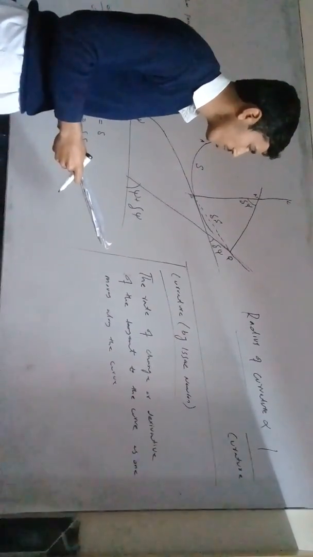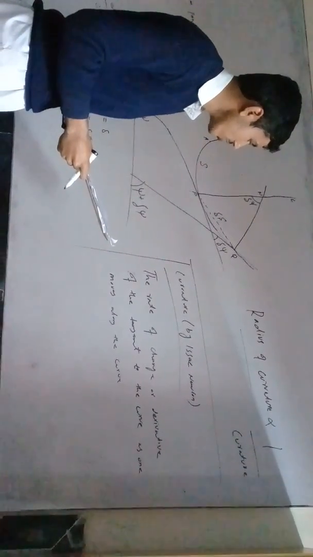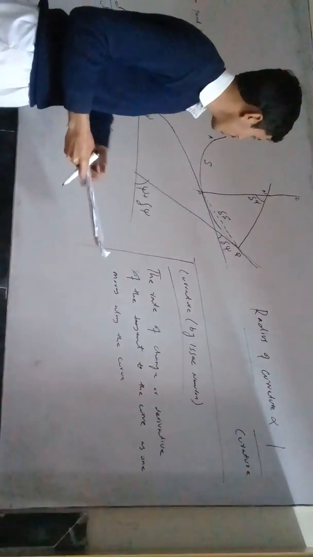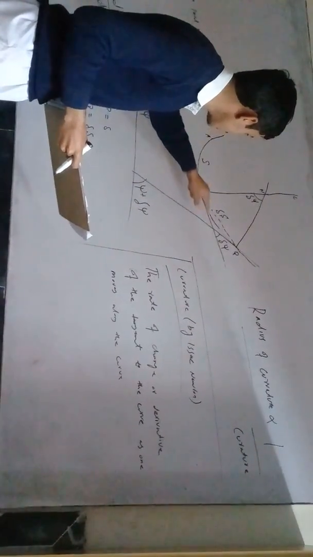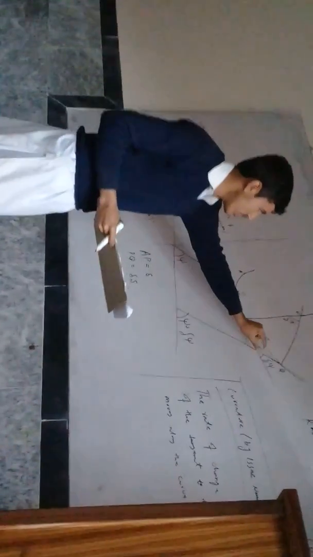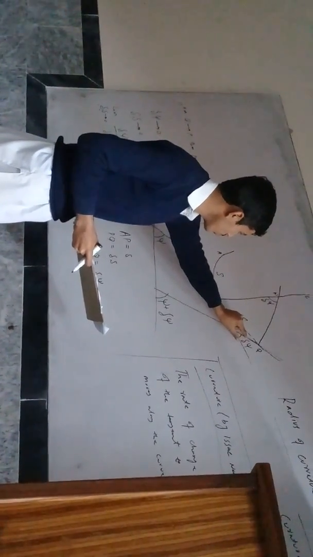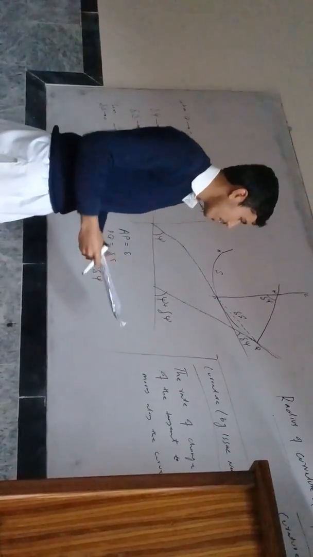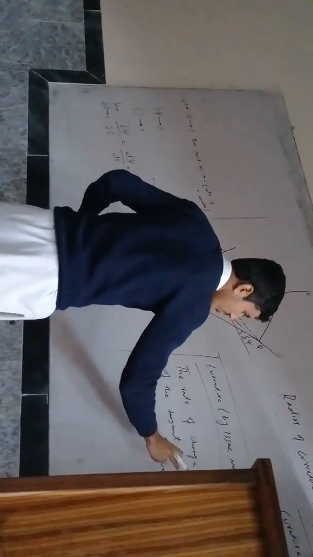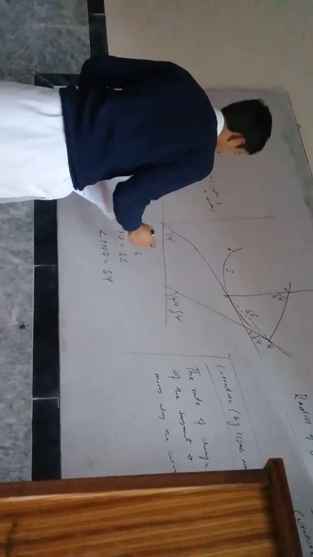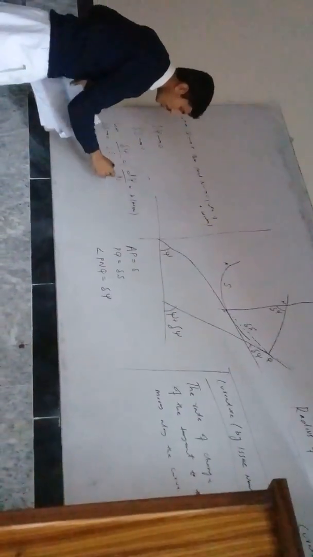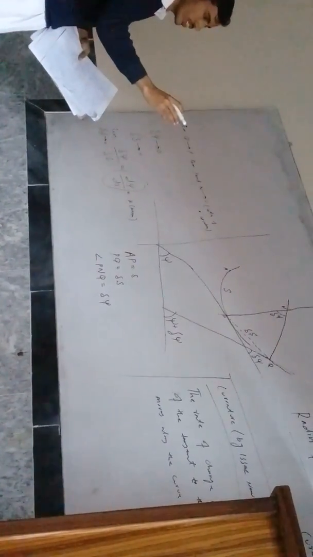The definition given was that the rate of change, or derivative, of the tangent to the curve as one moves along the curve. The derivative, meaning the tangent line, at that time, in simple words, means the angle between this tangent line and the curve as one moves along the curve. This was the definition at that time.